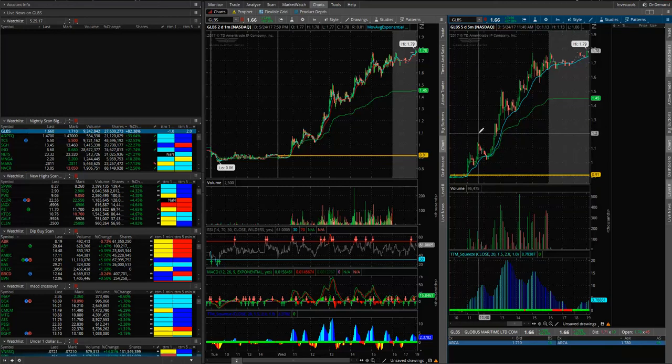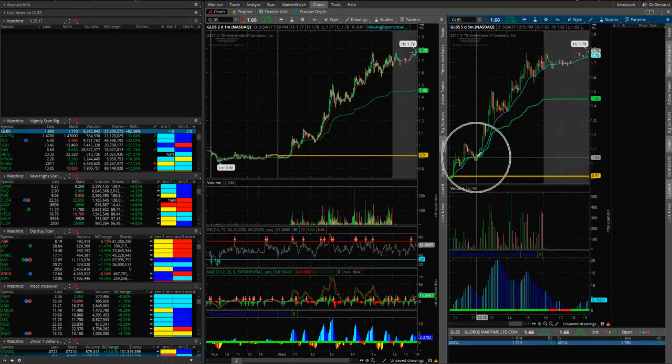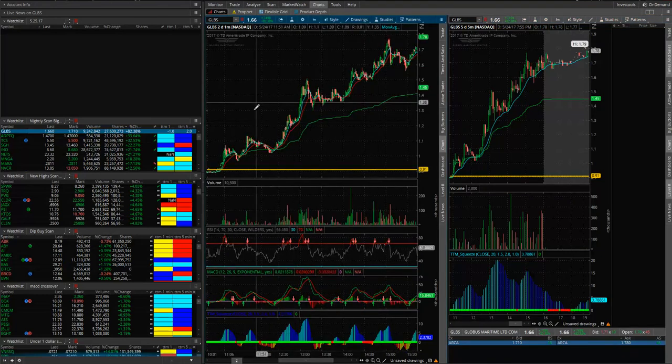Honestly, if you watch my videos, right here would have been a good entry point on the 5 minute, because it was moving slowly all day long. This would have been a great entry right here, right when it broke above VWAP and the 13 EMA, risking VWAP as your stop. And you could have stayed in this all day, because on the 5 minute chart it never broke below the 13 EMA except for here. You could have taken this and ridden this bad boy all day.